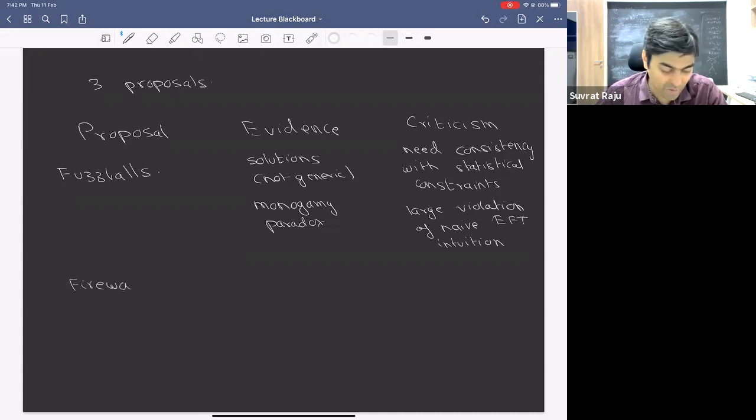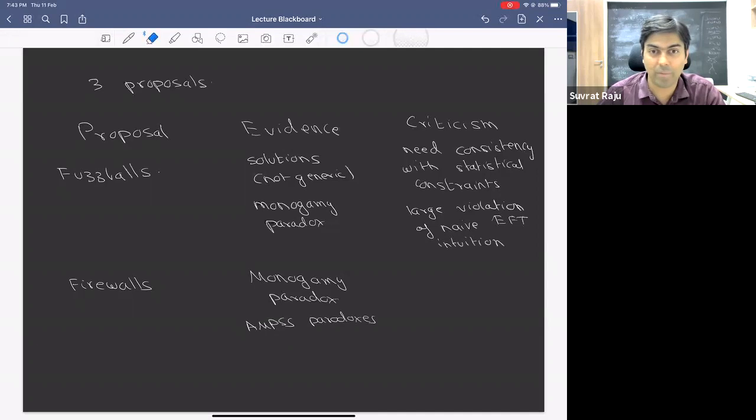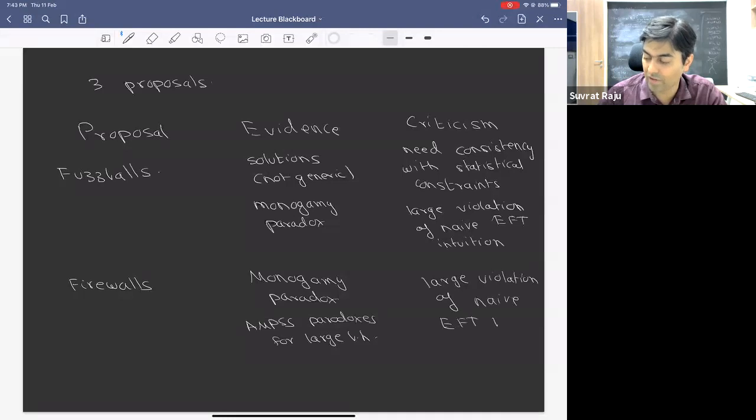Okay, let me just say something about firewalls. The evidence for this actually doesn't come from any solutions. There's a monogamy paradox, and then there's some indirect evidence that can come from AMPSS paradoxes for large black holes. You might believe that if large black holes have firewalls, maybe evaporating black holes do too, but we're not going to discuss that. So there's some indirect evidence that may come from that, and here also we have a problem, in that we have a large violation of naive EFT intuition. The monogamy paradox is telling us that we need to radically change what we think of the classical solution. There is even here a naive violation of EFT intuition.